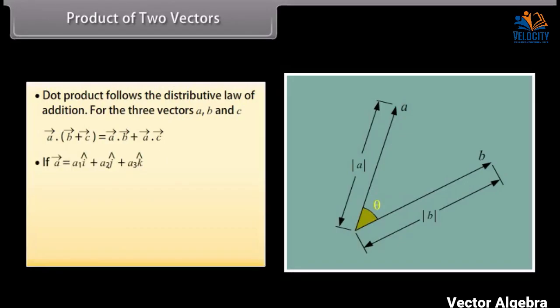If vector A is equal to A1 i cap plus A2 j cap plus A3 k cap, and vector B equals B1 i cap plus B2 j cap plus B3 k cap, then the dot product of vectors A and B equals A1 B1 plus A2 B2 plus A3 B3.